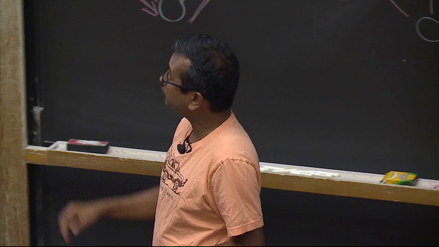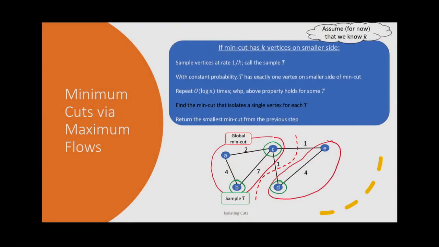So take this example. Here my sample, let's say, has 3 vertices, B, C, and D. It so happens that D is the isolated vertex on one side of the min cut. So if I found the minimum cut that isolates D from B and C, that's going to be my global min cut. Now of course I don't know the identity of D. For all I knew, B or C might have been this isolated vertex. So I need to find cuts that isolate each of these vertices in my sample.